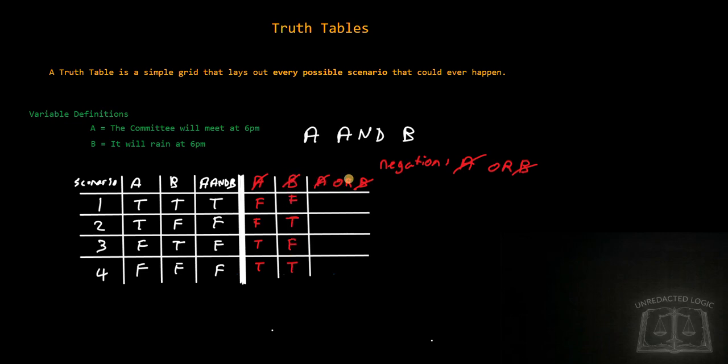So we have not A or not B. If either of these is true, then this is also true. Okay, so if you have false, false, right? False or false is false. False or true is true. True or false is true. True or true is true.